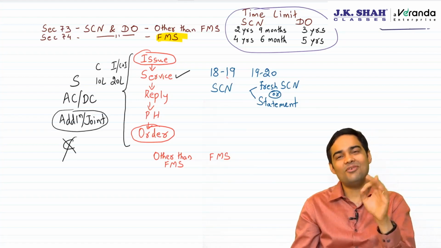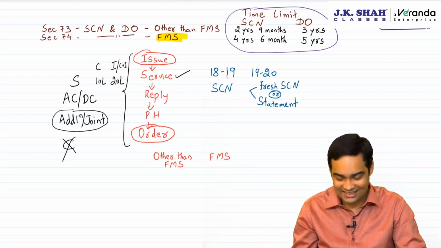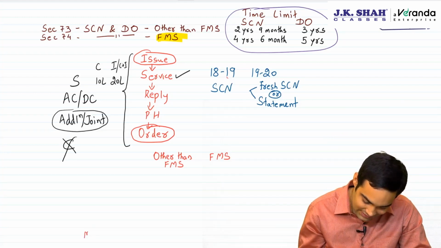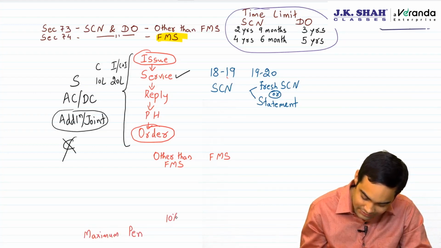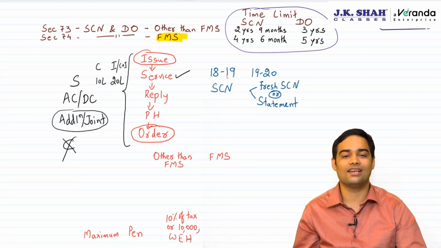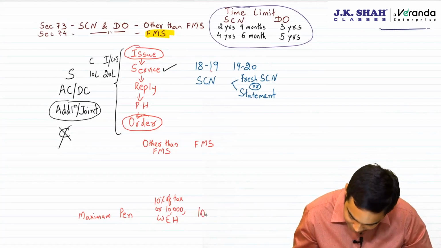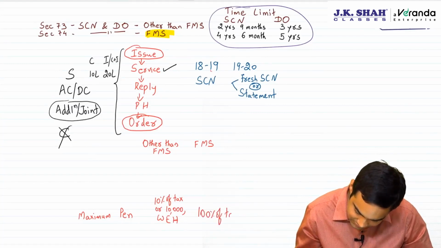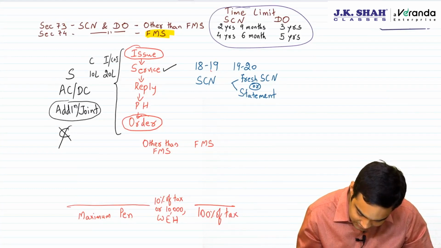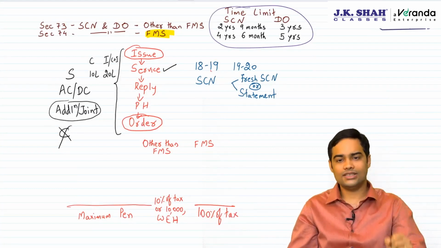Okay. Let me first tell you what is the maximum penalty. See, the maximum penalty which can be charged in case of other than FMS is 10% of tax or 10,000, whichever is higher. This is the maximum penalty which can be charged for other than FMS. Now for FMS, this is 100% of the tax. This is the maximum penalty which can be charged. Correct? Clear with this? Okay.